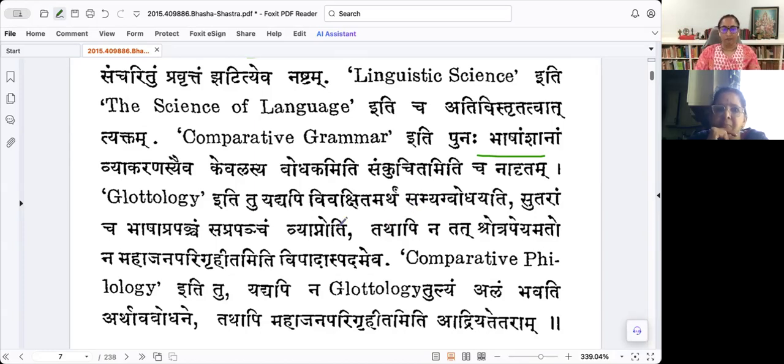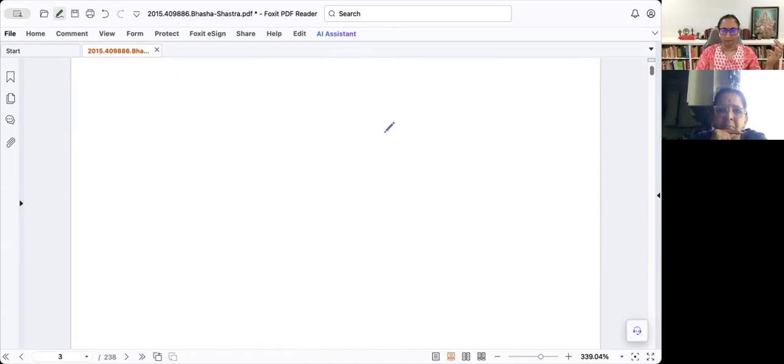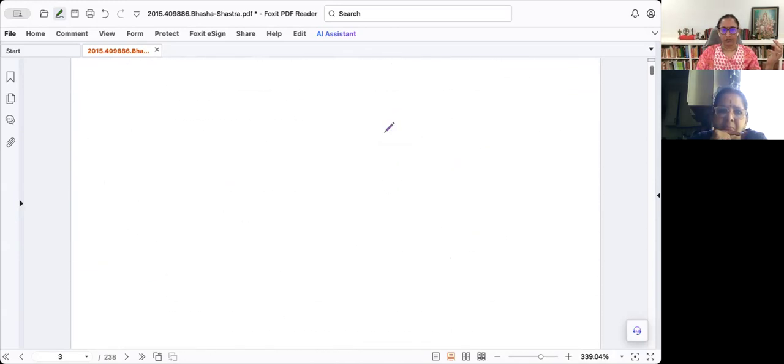In the comparative philology, language of linguistic science has developed much better today than comparative philology. He is talking about the situation that was there in the 1950s. I think that is when this text was written. It doesn't give the date here.